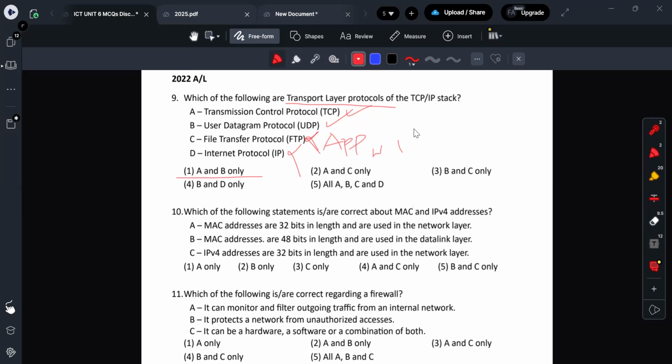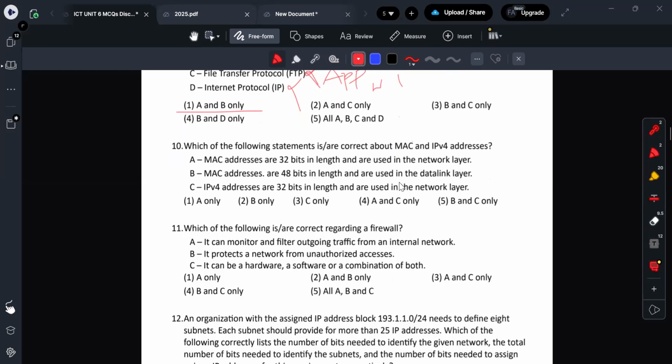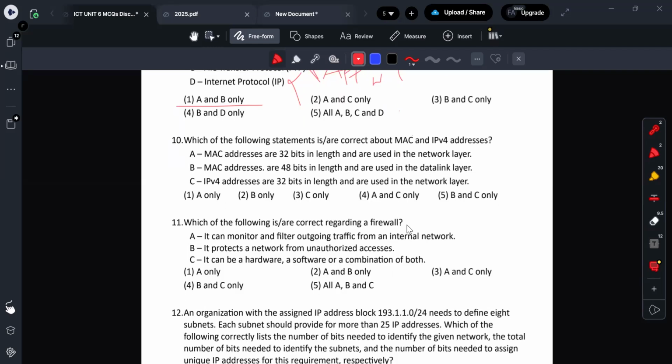But Internet protocol, IP, what does it do? It handles addressing and routing across different networks. So it is in the network layer, or the internet layer, you could say. Was that clear? IP is in the network or internet layer. So you know that OSI TCP model. Okay, then we have another important topic, MAC and IPv4 address.